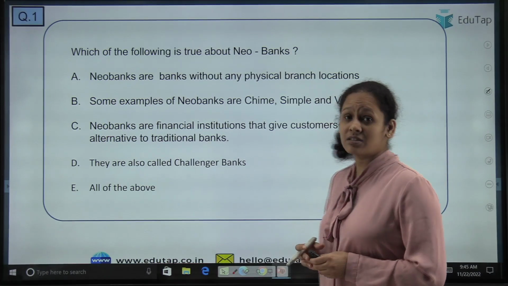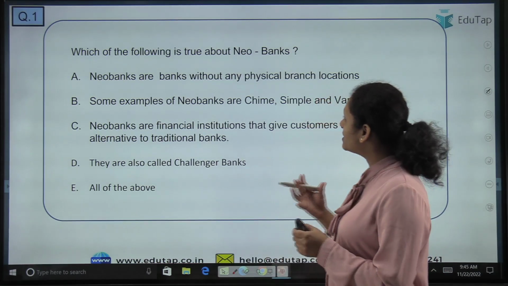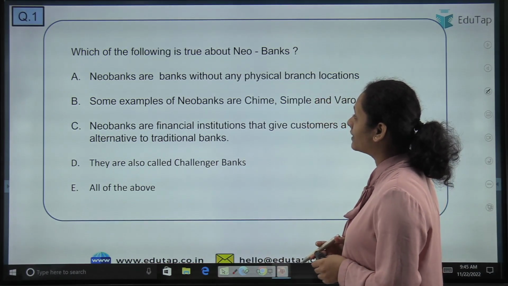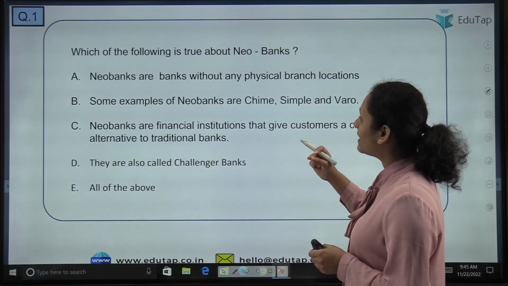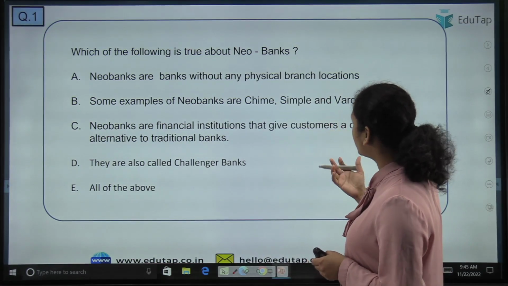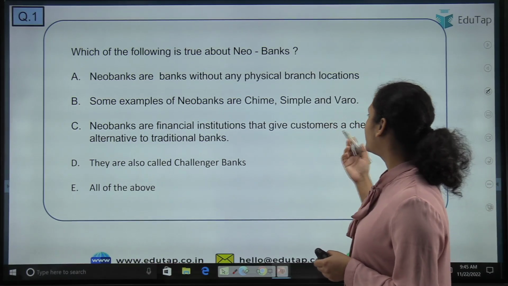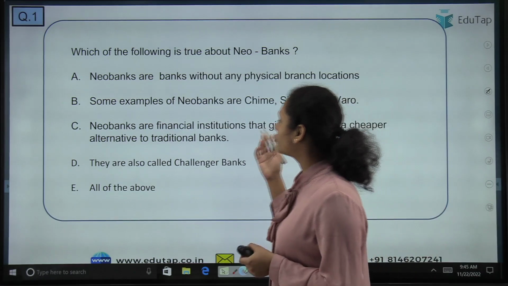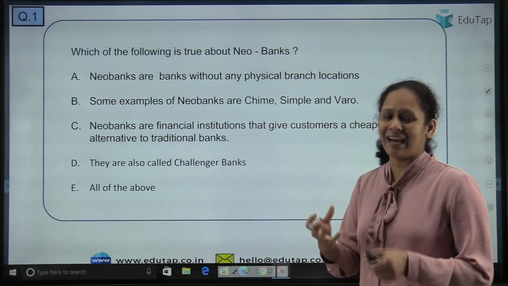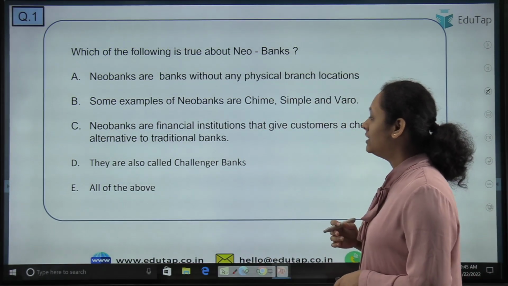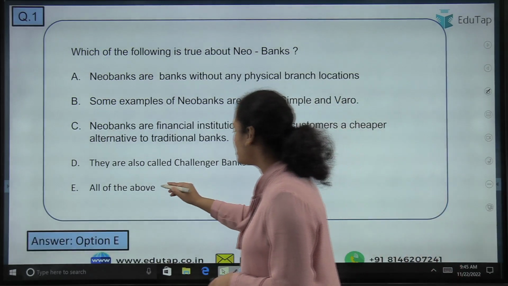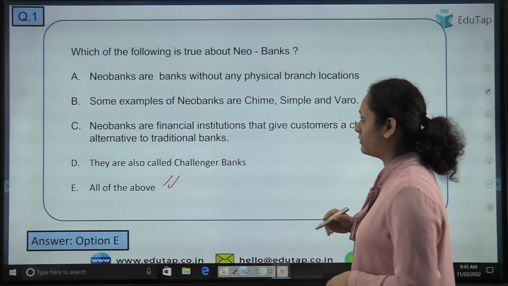This question asks you which of the following statement is or are true about a neobank. It says, is neobank a bank which does not have a physical branch? Examples include Chime, Simple. They give customers a cheaper alternative to traditional bank. They are also called challenger banks, or all of the above. The correct answer to the question is all of the above.